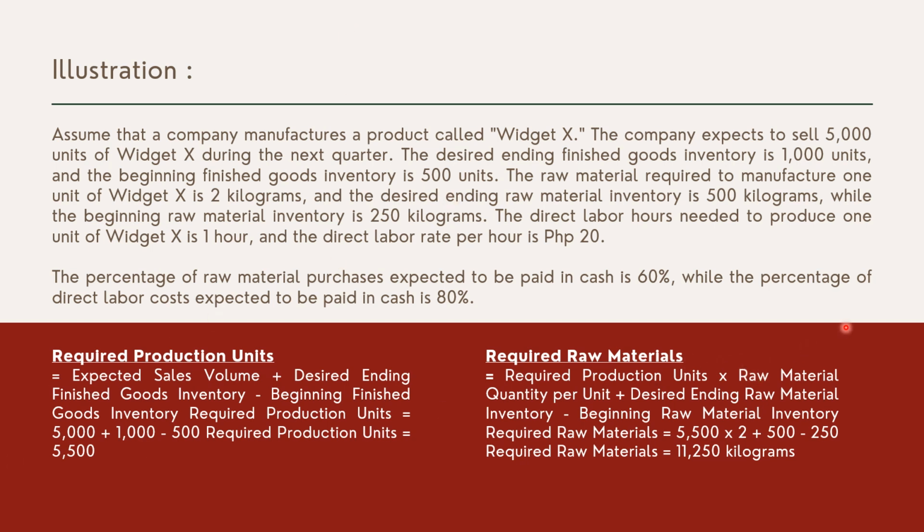We are not done yet. We are just starting on the production budget. Okay. So next, we compute. We are done with the raw materials. We now know the required number of units for production. We now compute the cash requirement, the direct labor budget.